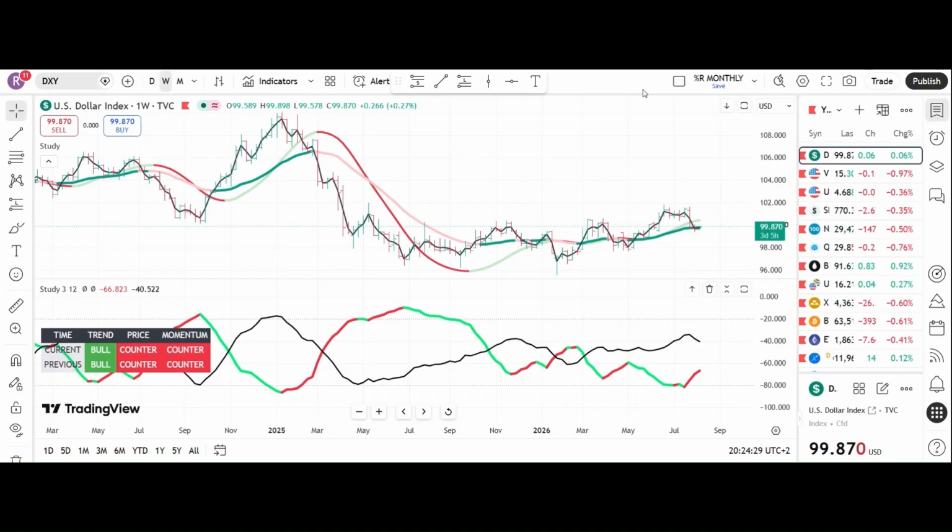This is the market pulse update for Monday, 10 August 2026.